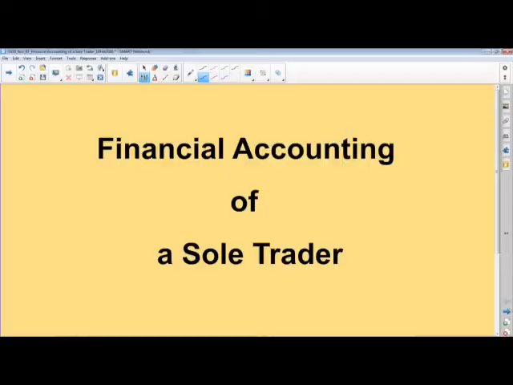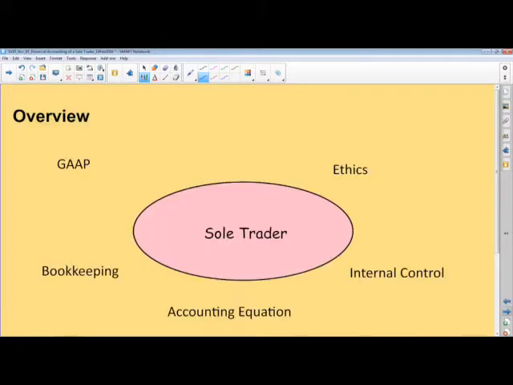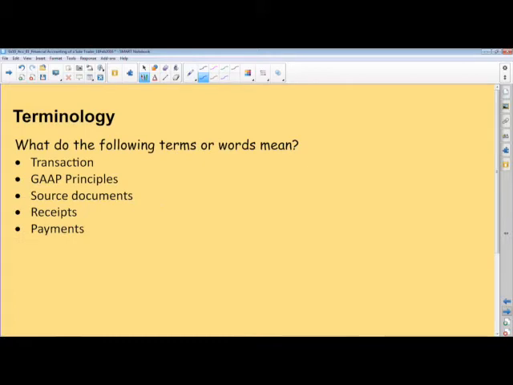But let's go and look at the overview of what we are doing today. We will look at the Gr10 principles today. We're going to look at the ethical thing to do when you compile your accounting records. We're going to look at the internal control. So internal control, how do you control your assets and especially your trading stock and money within a sole trader. We're going to look at the bookkeeping of the sole trader today, and we're going to look at the accounting equation. So let's start with the terminology you need to know.